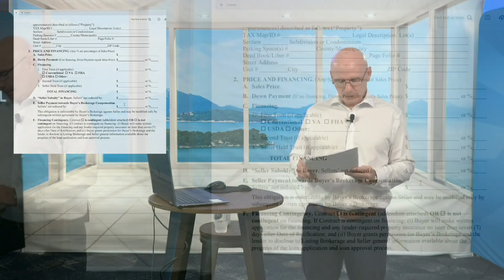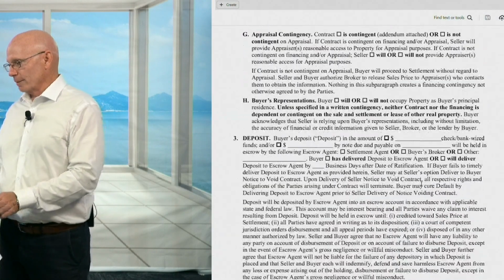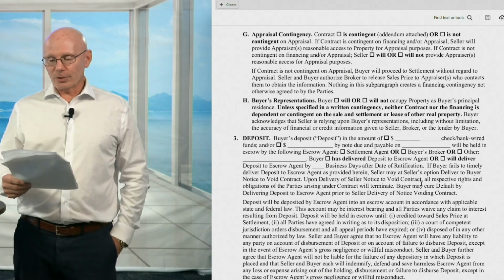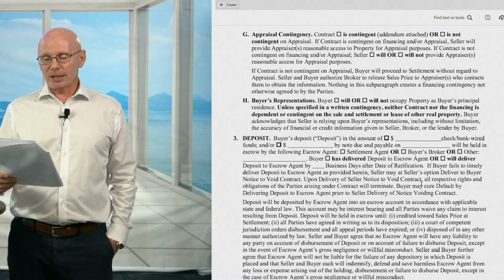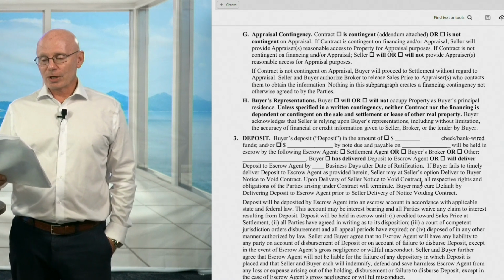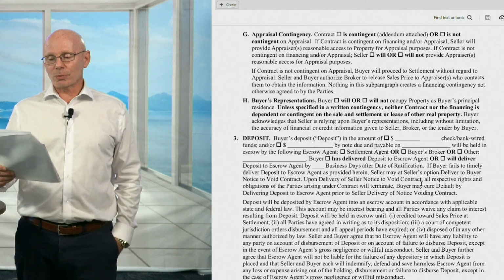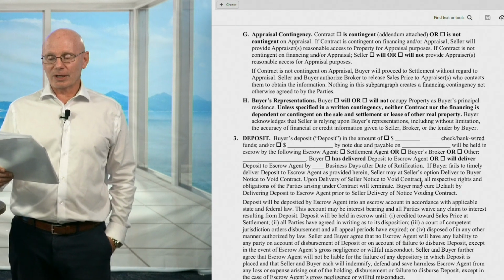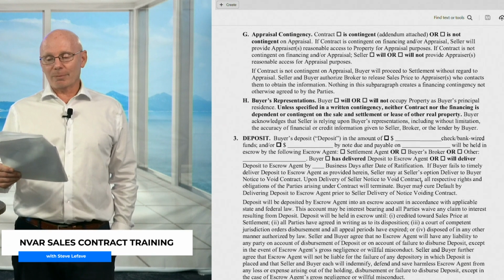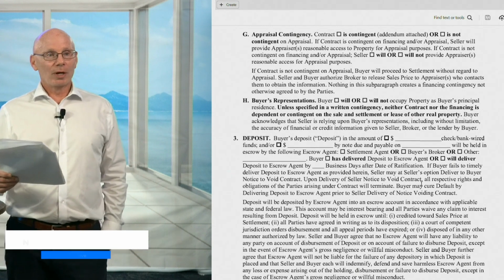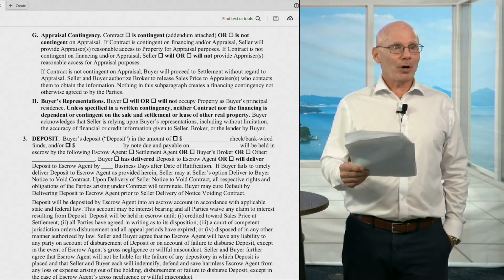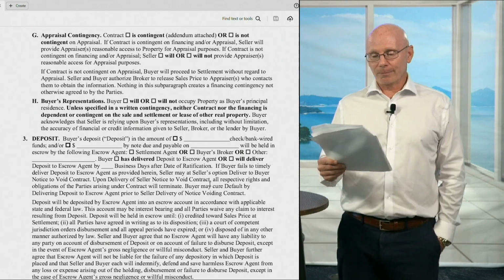Thank you, ma'am. Page 2, appraisal contingency. So this contract is or is not contingent on an appraisal. If contract is contingent on financing and or appraisal, seller will provide appraiser reasonable access to the property for appraisal purposes. If contract is not contingent on financing and or appraisal, the seller will or will not provide appraiser reasonable access. So if you're not contingent on financing, make sure you check the appropriate box here so that you can get access for your appraiser to get into the property to do the appraisal, right?